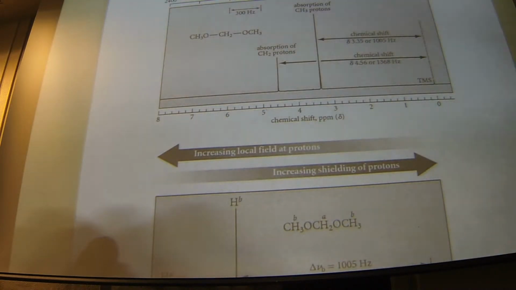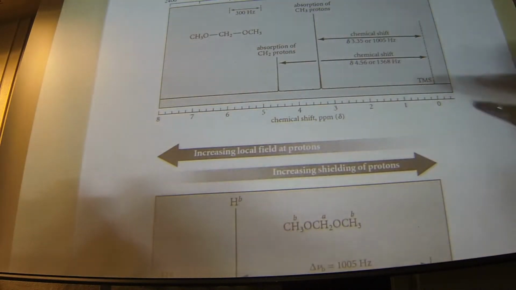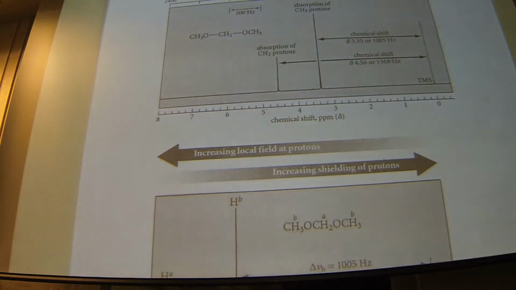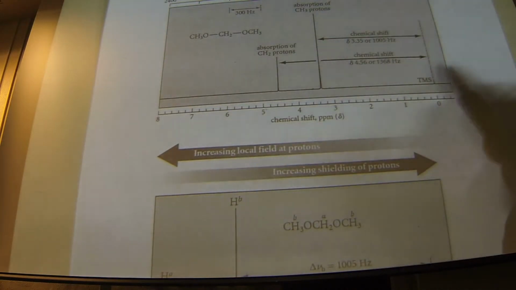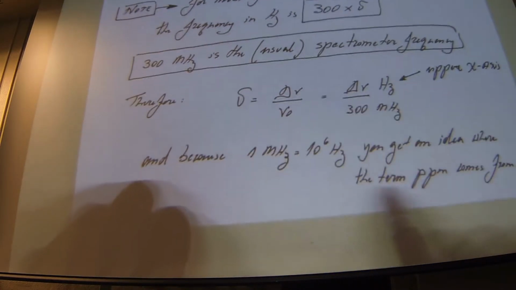Difference with respect to what? Well, with respect to TMS, which is your 0 point. Okay, so this is common, right? If you're going to have a reference, then you measure things relative to that reference, and we're not doing anything unusual there. We're just using the reference of 0 as the start point, reference for TMS.